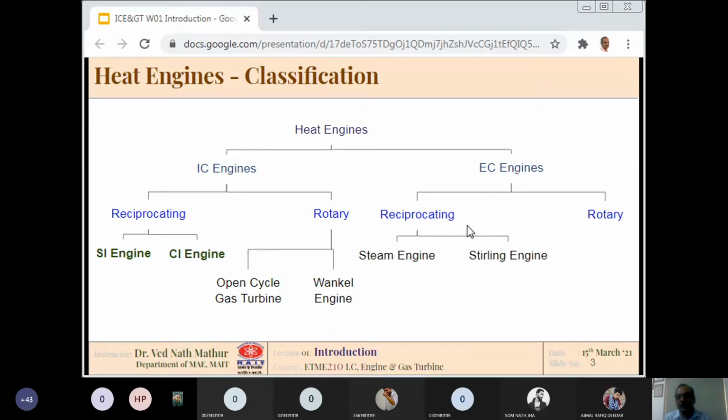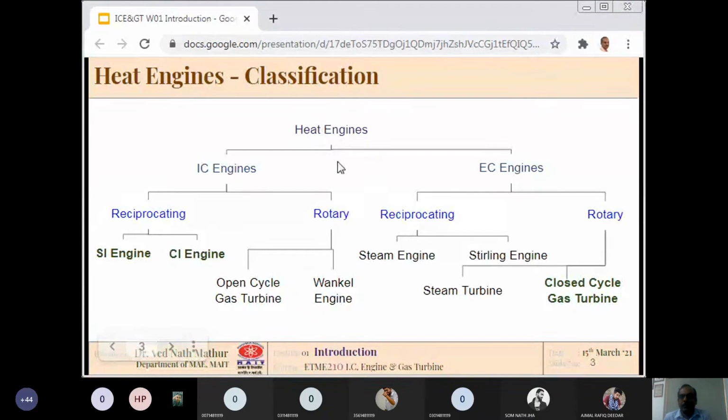Reciprocating external combustion engines are almost outdated nowadays. They are steam engines, which were used long back for driving locomotives, and there were even steam engine cars. Nowadays, we do not use them except in some specific places. Stirling engines are also reciprocating external combustion engines. And rotary external combustion engines are the turbines. It can be a closed cycle gas turbine or a steam turbine. They are used in power plants for production of electricity, and gas turbines are used as aeroplane engines.